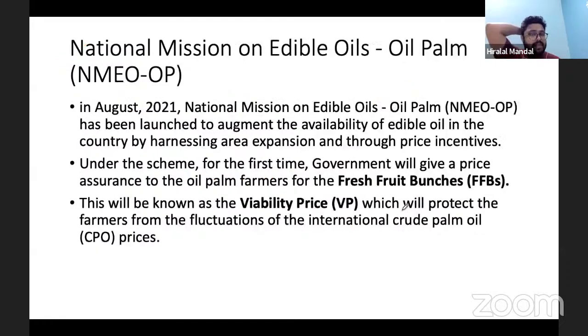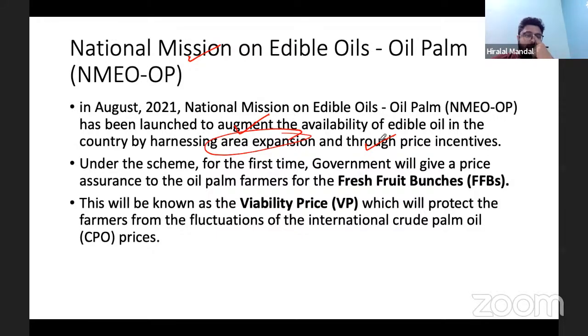At the same time, the government has also started the National Mission on Edible Oil, oil palm production in the country. Under this program, the government aims to augment the availability of edible oil in the country by harnessing area expansion. So the government is also providing price incentives for oil palm production in the country.